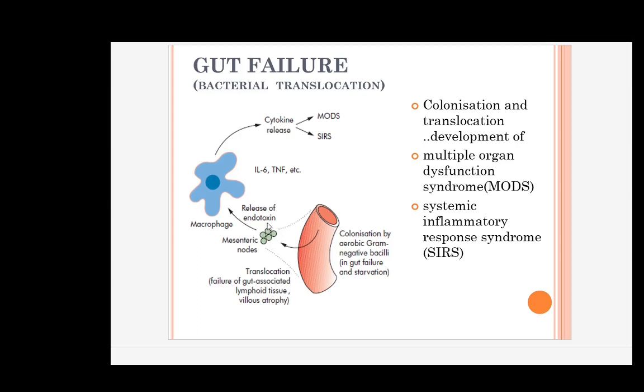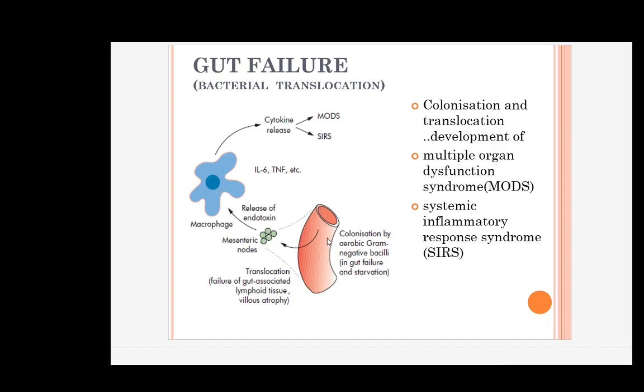Because of the release of lipopolysaccharide, the endotoxin, this is something that we talked about, interleukin 1, interleukin 6, tumor necrosis factor. These are basically pro-inflammatory mediators which come out, and because of these cytokines, there is further multi-organ dysfunction syndrome or a SIRS-like situation. At the same time, some bacteria reach these mesenteric nodes, and from here they may also go to the systemic area.